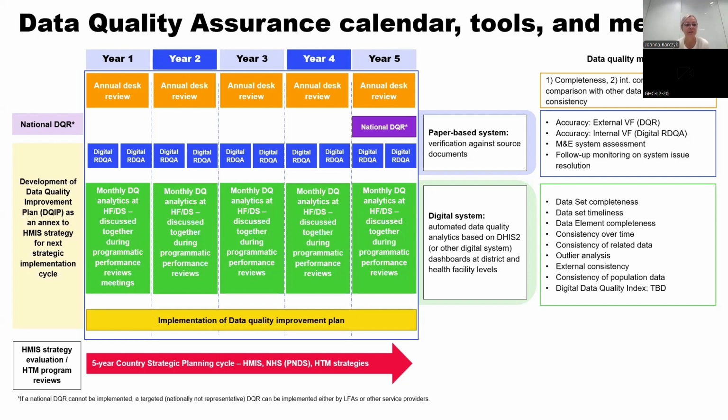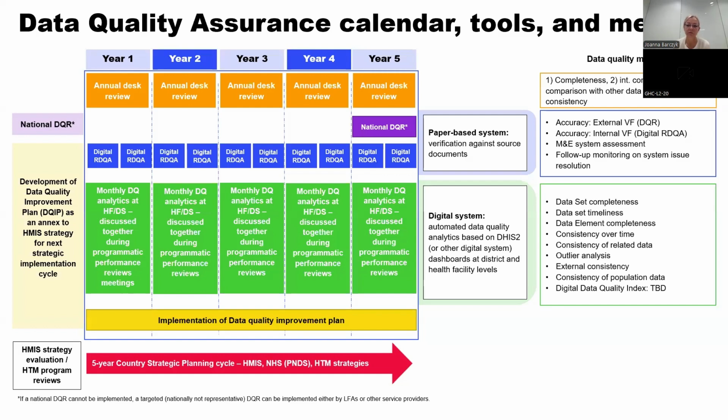And then, of course, over the cycle of these 5 years, the interventions that are applicable to your countries would require a close monitoring of the implementation of your data quality improvement plan. And at the end of the strategic cycle, you would perform another data quality assessment, either a national one or a targeted one, or an assessment of your national health information system to inform the next strategic cycle.